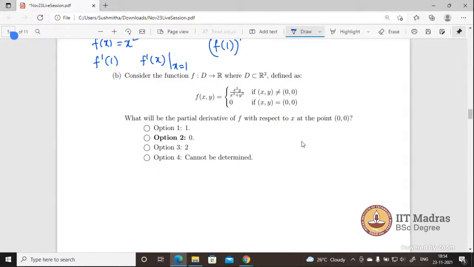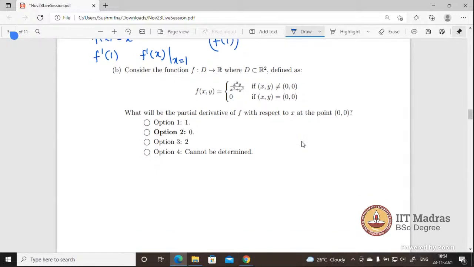Okay. Now in this case, the function is from D to R, where D is a subset of R2, and the function is defined like this. For points not equal to the origin, the function is x squared y by x cube plus y cube, and at the origin it is 0. So what will be the partial derivative with respect to x at the point (0, 0)?